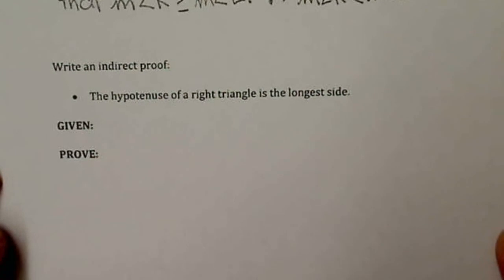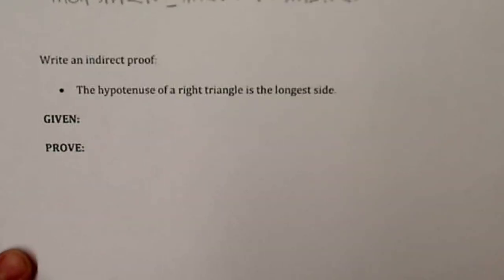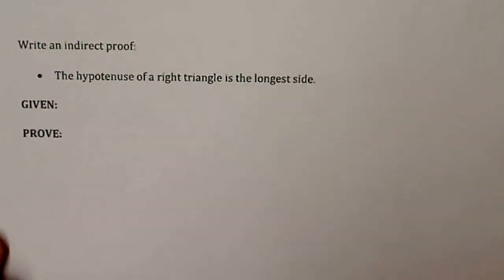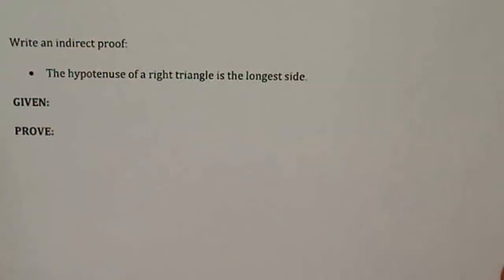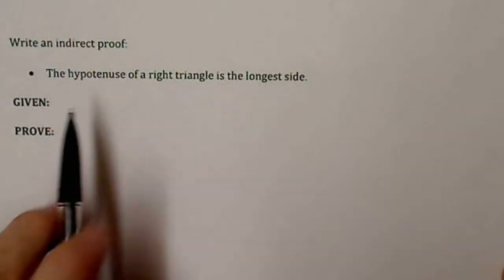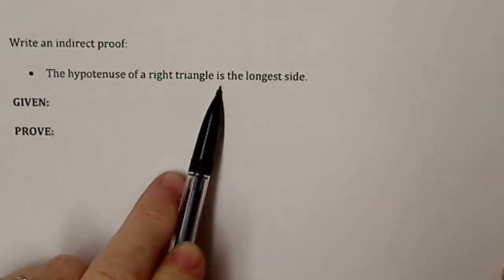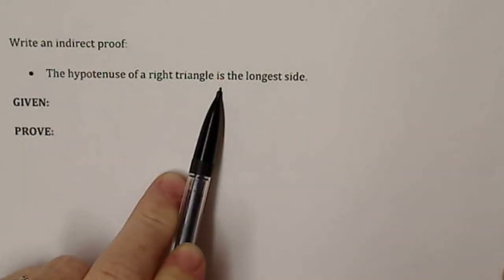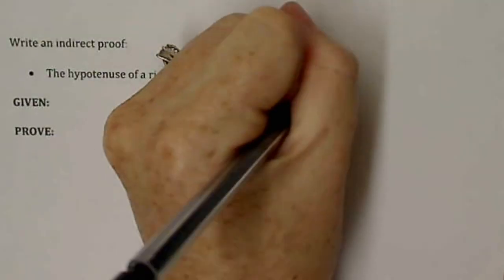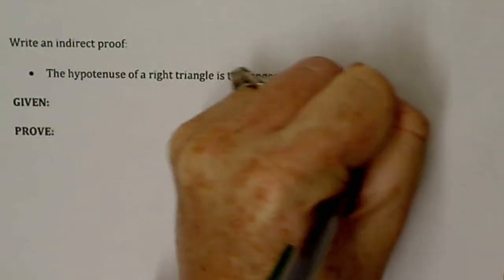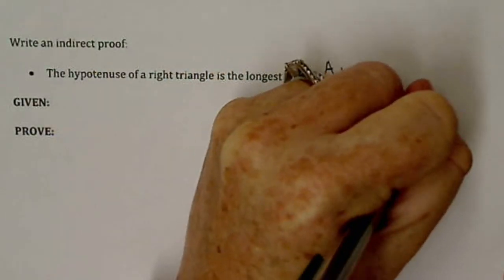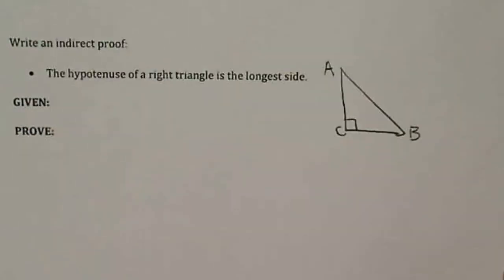The last one, I want you to try on your own. We're going to go over it in class. I'm going to start you off though. You're going to, first of all, correct my typo. It should say the hypotenuse of a right triangle is the longest side. I accidentally typed not. First thing I would do is draw a diagram, because pictures are always helpful.